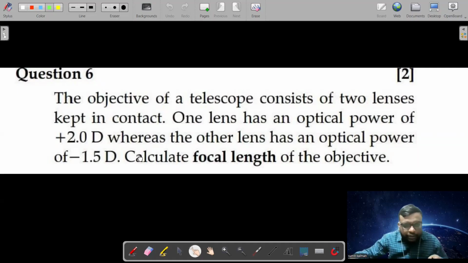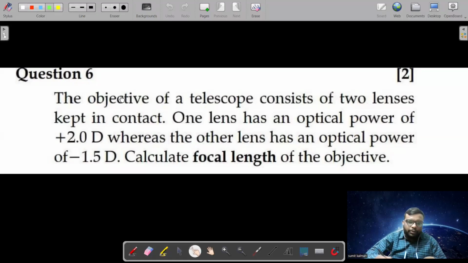These problems are important with respect to your board examination. So problem number one is from optics, and this problem has been asked in your previous year boards.